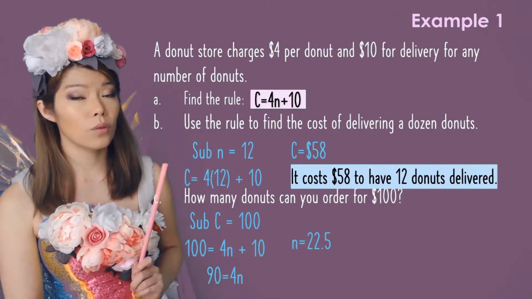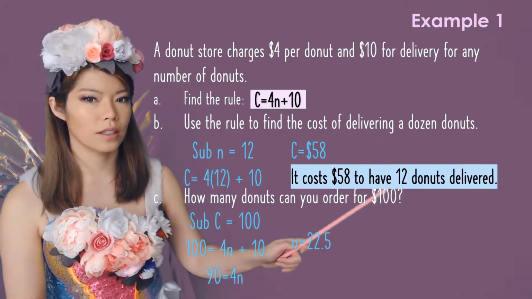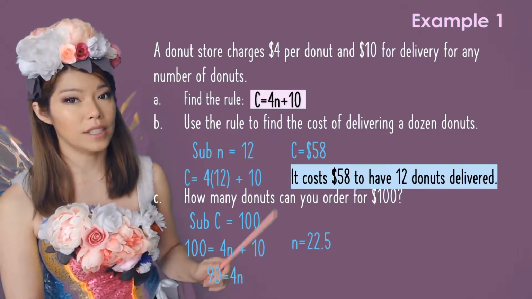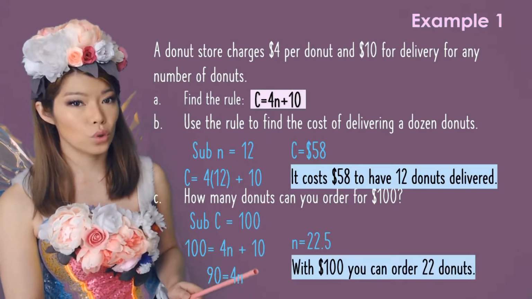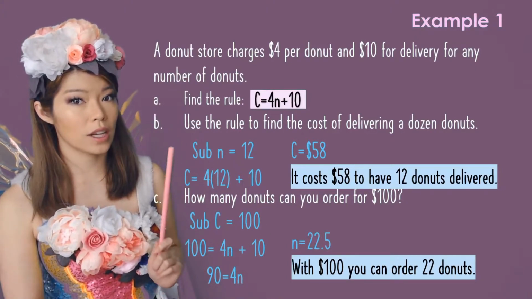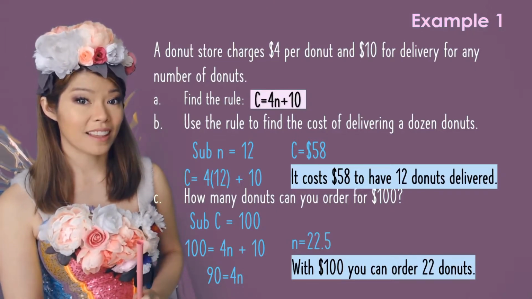Now be very careful what you write here. How many donuts can you buy for $100? You can't get a free half a donut. So this time we have to round down. We can only get 22 donuts with $100. The rounding is tricky. You have to read the question. Let me show you what I mean by doing another example.